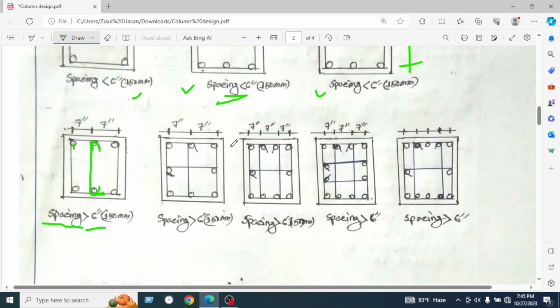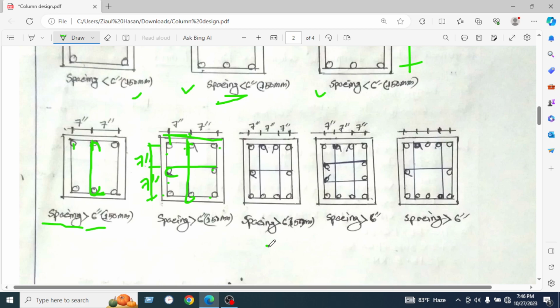We have found the same way. This is for the six main bar. If we have 8 bars, 1 2 3 4 5 6 7 8 main bars, and the main bar to main bar spacing we have seen here is greater than 7, then we will use one leg. Here is the one leg. In the same way, in the y direction, if we find 7 inch, greater than 6 inch, then we will use the same one leg.